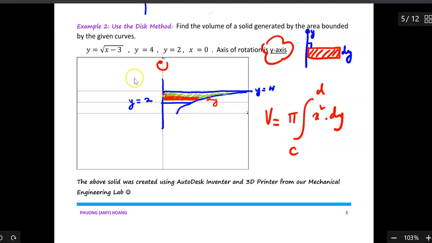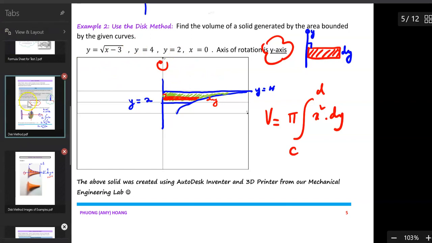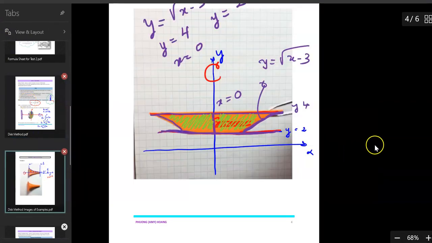In this case, we are given this parabola open to the side. We have y equal to 4, y equal to 2, and x equal to 0, rotated about the y-axis. We identify the areas, and then we follow the rule for the y-axis. We have the horizontal element, and this shape right here, you are going to rotate it about the y-axis. And when you rotate about the y-axis, you are going to generate this shape.